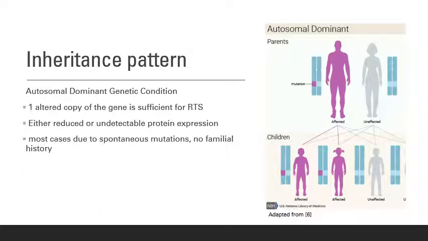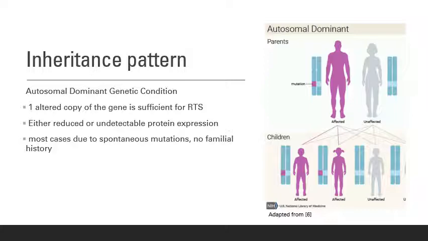And RTS is inherited by an autosomal dominant genetic inheritance pattern. So really one altered copy of the gene is sufficient for the syndrome. What this means is essentially one copy of EP300 will not function or will produce a reduced amount of protein, which eventually leads to the developmental issues that we've mentioned before.